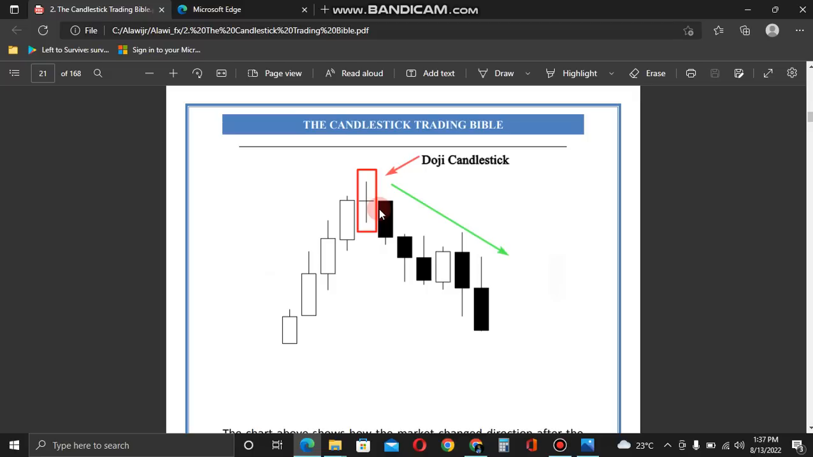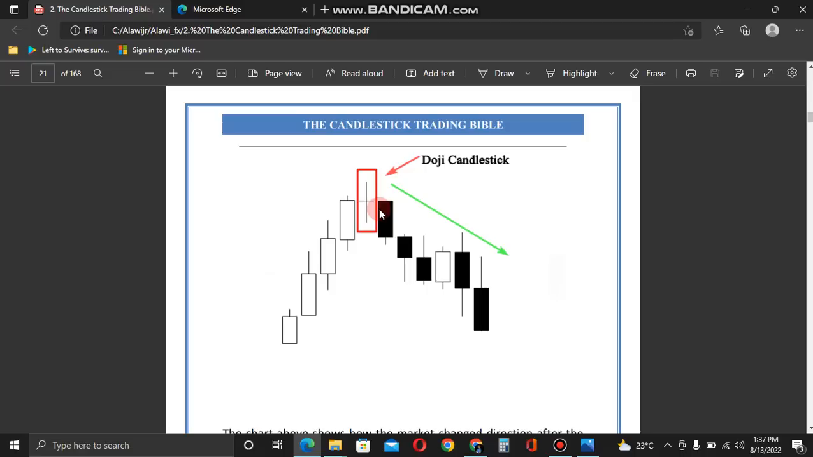Usiangalie candlestick yoyote ukatrade. For example, unakuja kuangalia Green Pips, tumefundisha engulfing and doji. So wherever you see engulfing, you just put your entries. Wherever you see doji, you just put your entries. My guy, you'll end up on losses. We use these candlestick patterns as a confirmation.